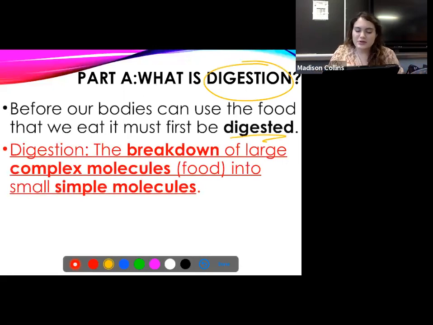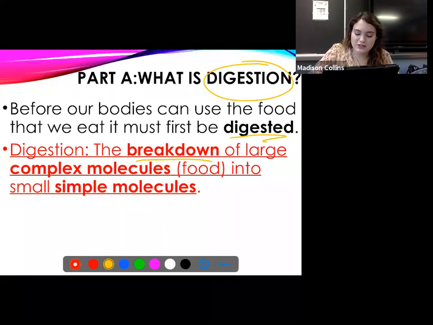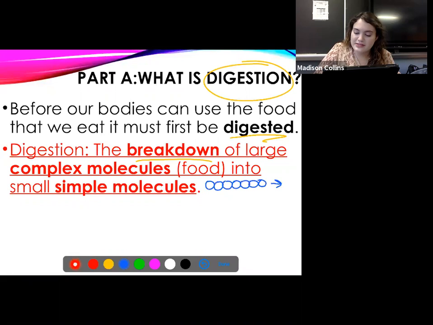So digestion is going to be the breakdown of large complex molecules of food into small, simpler molecules. So when we talk about digestion, we're just talking about breaking things down. And we're going to be taking larger molecules and breaking them down into smaller ones. So I might have showed you a picture of what this looks like when we talked about carbohydrates, right? We said that our body takes those long chains of carbohydrates and breaks them down or digests them into smaller, simple sugars. So our body is breaking down those complex, larger molecules into smaller, simpler ones.